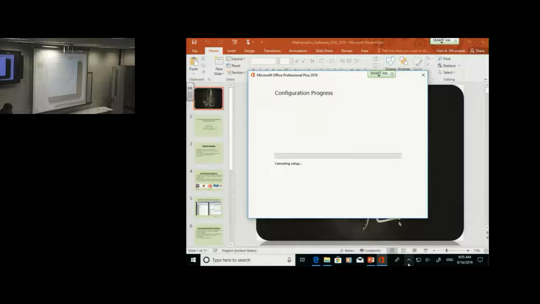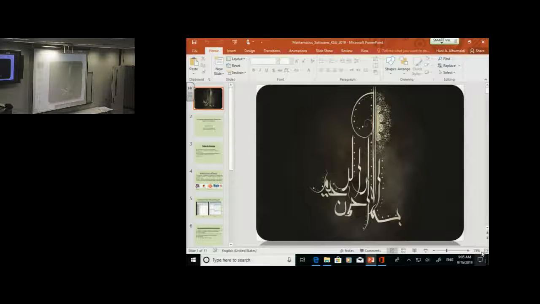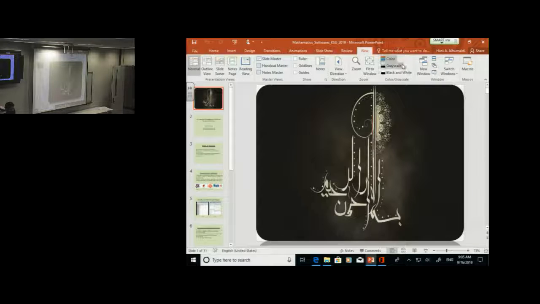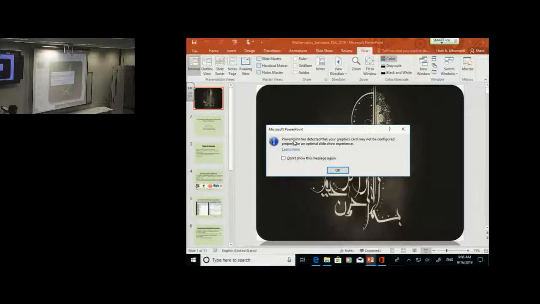The screen is here. Go to view. I think it's here. Full screen. I think it should be somewhere here. Click on it. Yeah, it's okay.